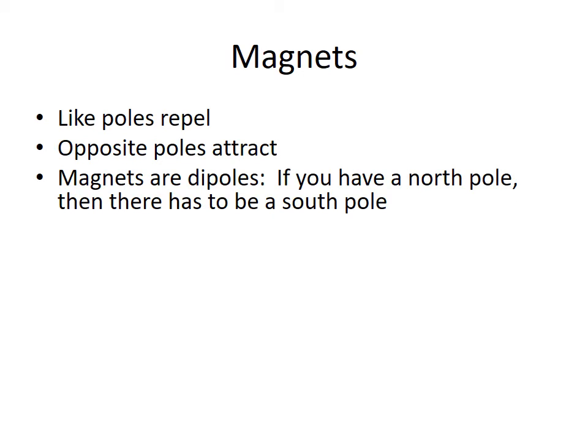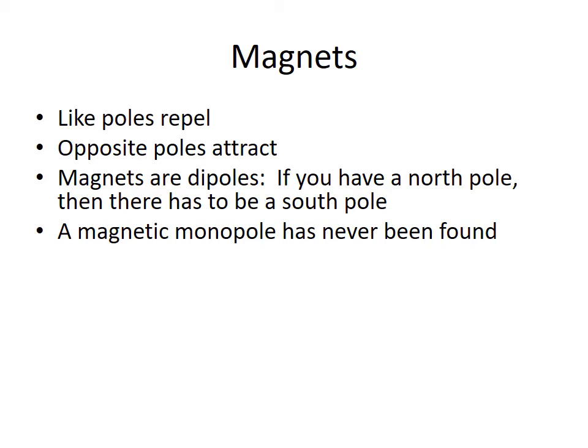Now magnets are very special in that they are dipoles. So if you have a north pole, you have to have a south pole. You can't ever just have a north pole or just have a south pole. They only come in pairs. Okay, just like forces, they only come in pairs. So there's no such thing as a magnetic monopole.